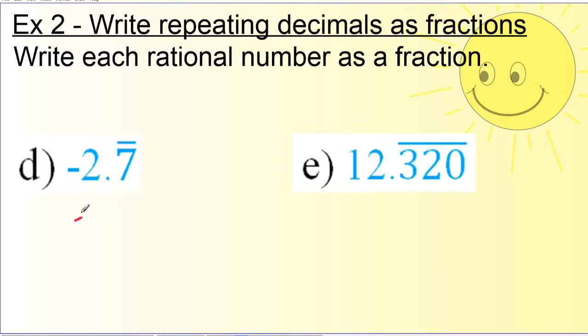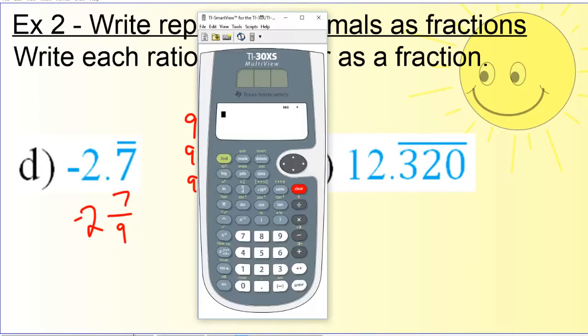This is -2 and 7 over something. Well, since it's a repeating decimal, I know it's going to be over 9s. How many 9s? Well, 1 9, because it's just 1 7. And if I try it out, 7 over 9 does not simplify, and 7 divided by 9 gives me 0.777777. The calculator rounds. That's why it shows an 8 there.